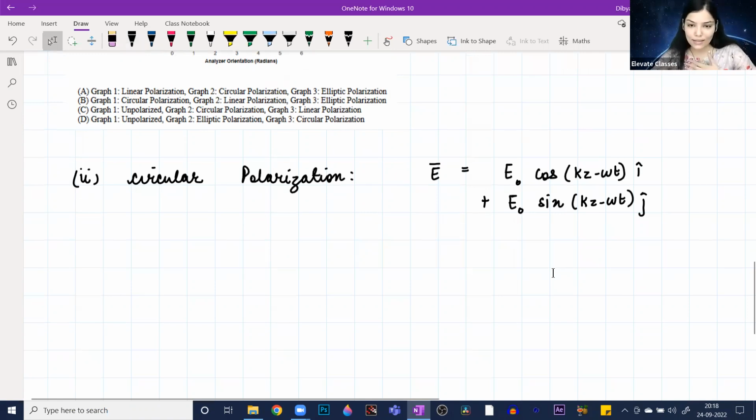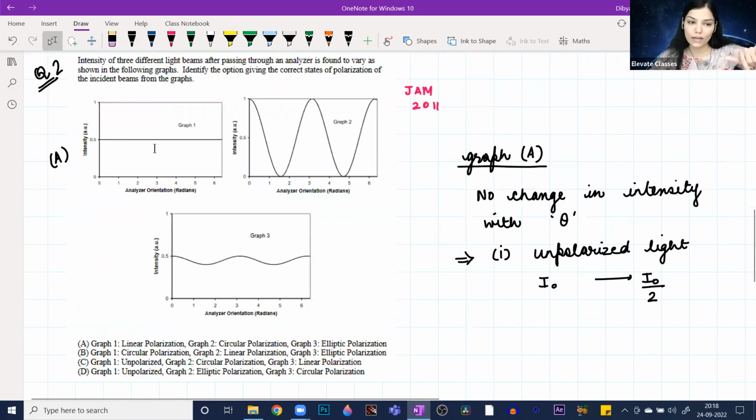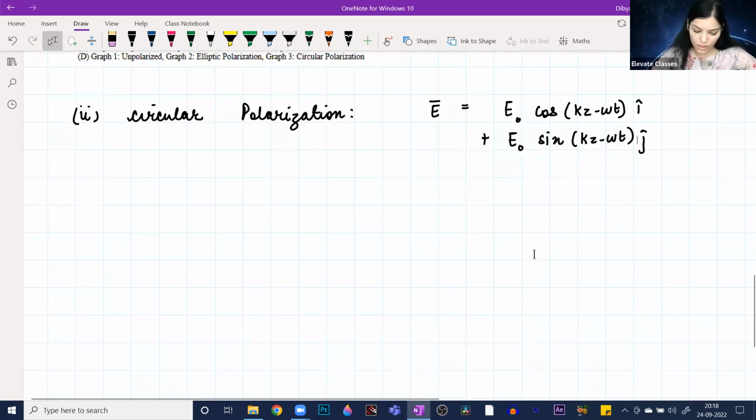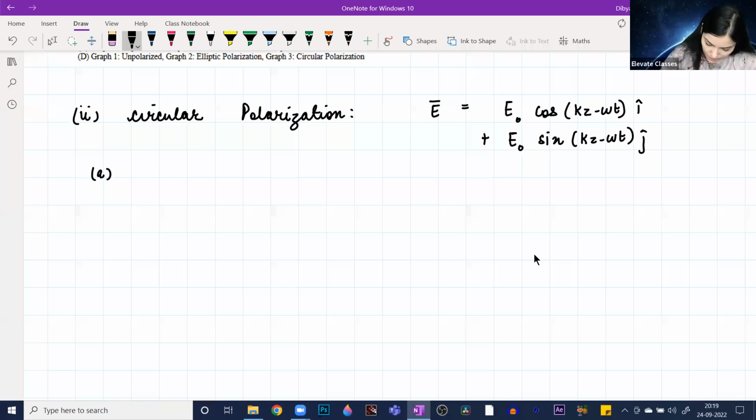Now I am saying that if I will take this circularly polarized light and I will pass it through an analyzer, and I will vary the pass axis of the analyzer, I should get a graph as shown in figure A. Okay, this is what we are trying to do. So now let me consider three cases and try to explain this. Let me consider case number A, जिसमें this electric field.